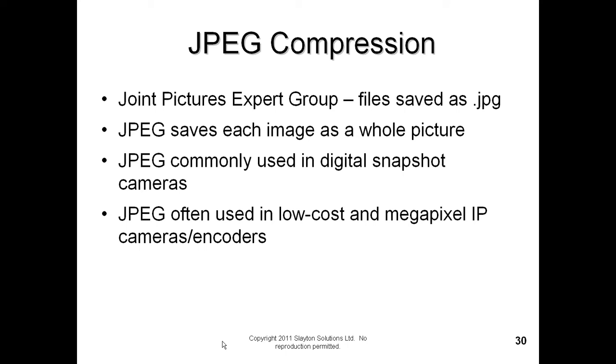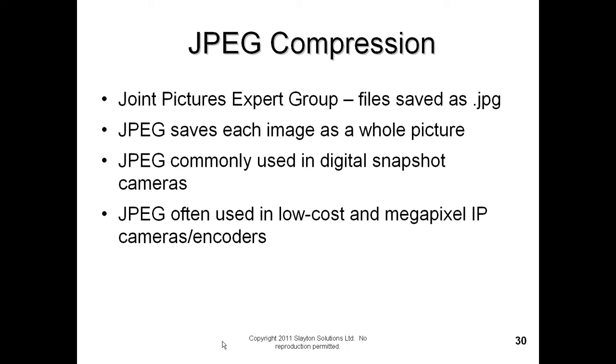Now, JPEG is also used commonly in our digital snapshot cameras. When you're taking pictures of the kids and then you download them into your computer, what do they store as? .jpg. Those pictures are also compressed, and they're compressed using JPEG. Now, JPEG is often used in low-cost and megapixel cameras. In fact, virtually all IP cameras that I've looked at and worked with offer a flavor of MJPEG or JPEG.